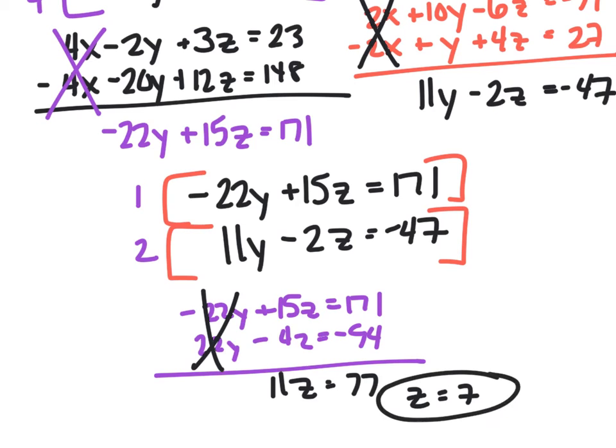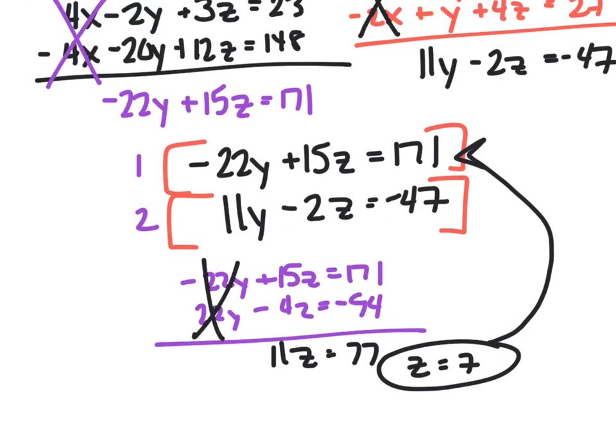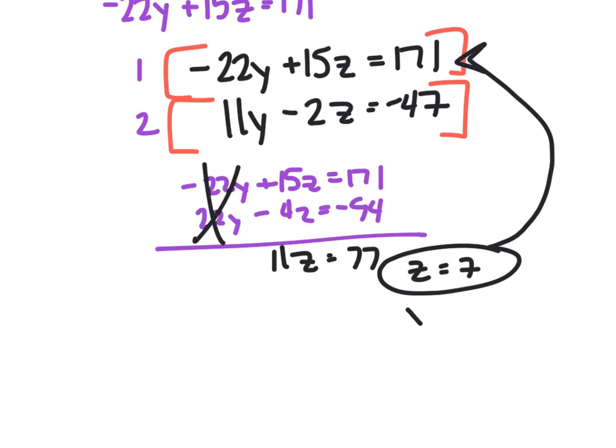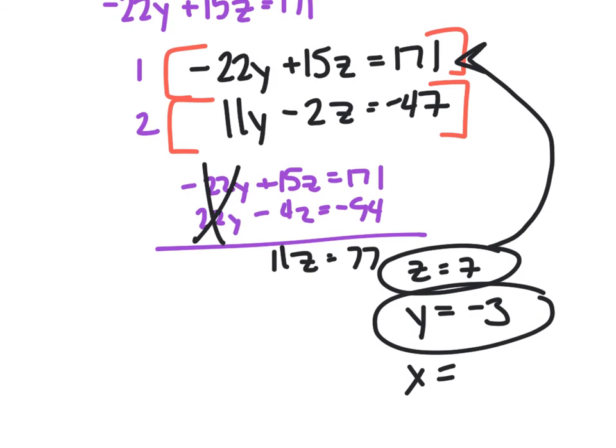Once I have z, I'm going to substitute it back into one of these equations and go get my y. I ended up with y equals negative 3. And now that I have y and z, I have to go back to the 3 by 3 and substitute that in. And I think I get x equals negative 1. And again, a quick check, plug them back in.